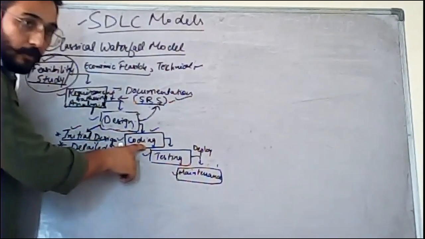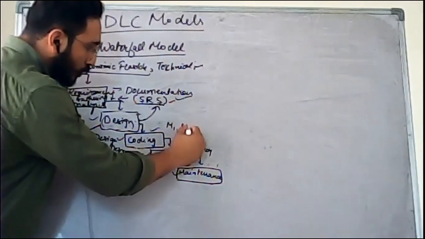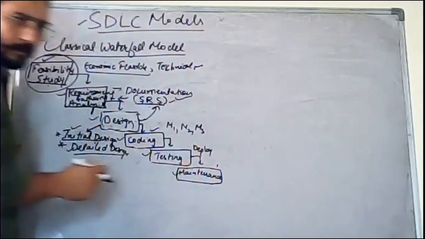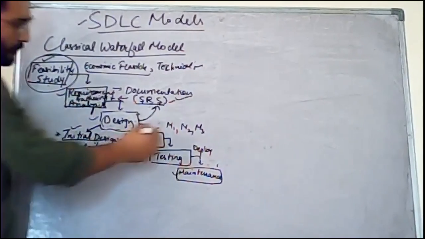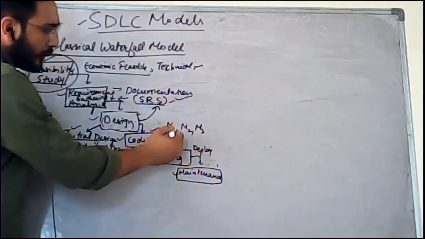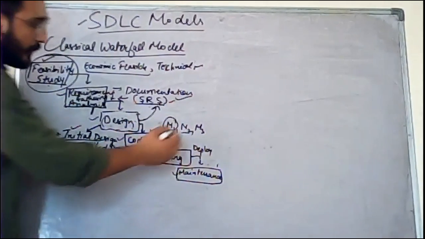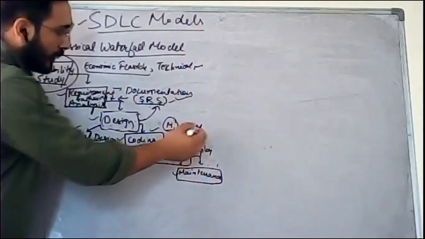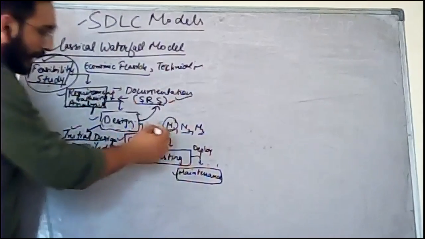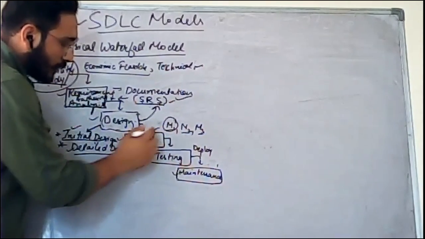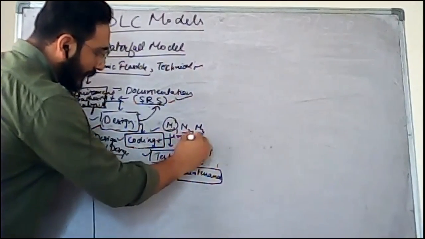In your coding, you will write the code in different modules. First of all, you will write module 1, then module 2, then module 3, in a distributed manner. I will distribute this coding to different programmers. Module 1 will be created by programmer 1, module 2 by programmer 2, and module 3 by programmer 3. And in your coding, there is also a concept that is unit testing.